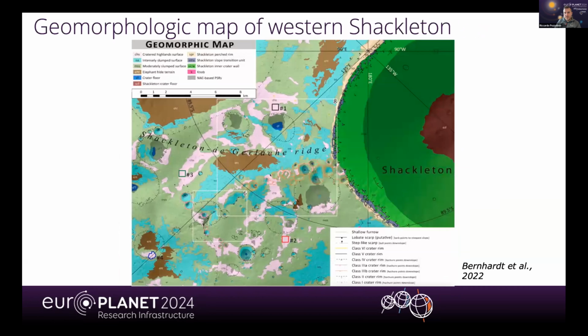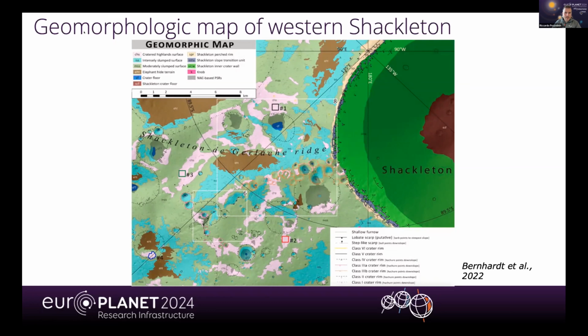So this is the geomorphic map that Bernard et al. did last year. It's published, and it's in the references in our GitHub page, which Angelo, we can maybe link in the chat later on, so you can go and check the paper, which is very beautiful. And basically, what they did is a geomorphologic map. So in this case, they subdivided the units according to their morphology, not to their composition.